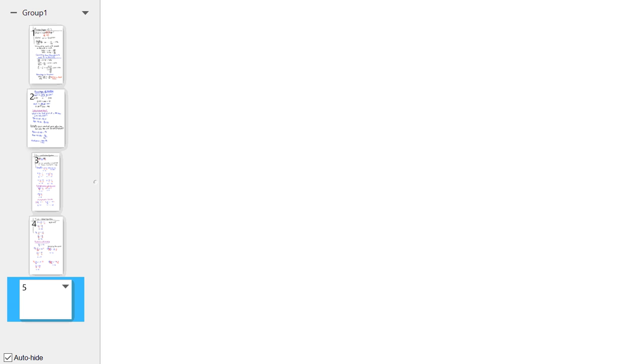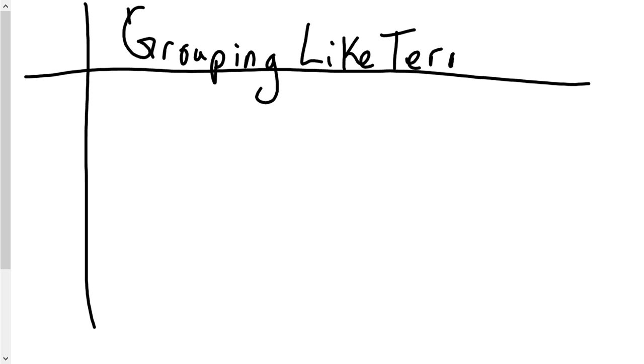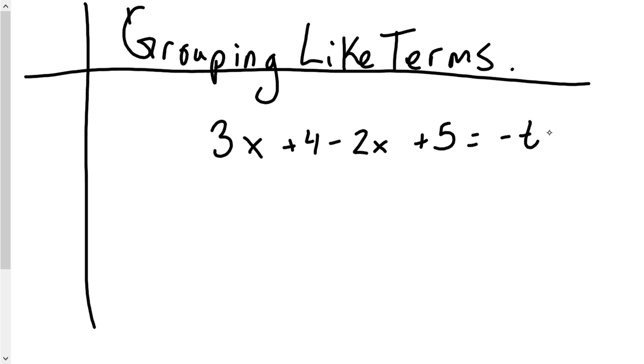Okay, now we are on to grouping like terms. Sometimes we will be in the situation where we have an equation like this. And really, that's just a whole mess of things. We need to combine and group these things on either side of the equal signs.